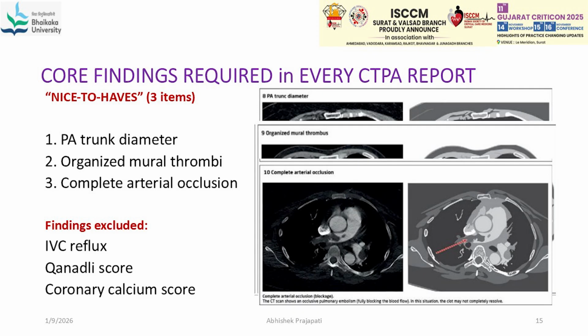Now the nice-to-have 3 items, which are pulmonary artery trunk diameter, organized mural thrombi, and complete arterial occlusion. If the pulmonary artery diameter is more than the aorta and it developed acutely, then we are dealing with acute pulmonary embolism. Organized mural thrombi are a sign of chronic PE. The mural thrombus is attached to the blood vessel wall on the outer wall. And complete arterial occlusion, again, is a sign of acute pulmonary embolism.